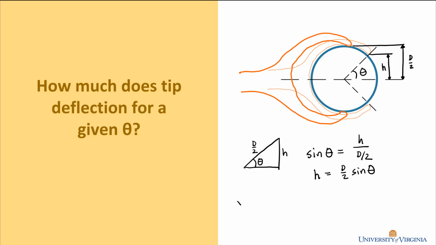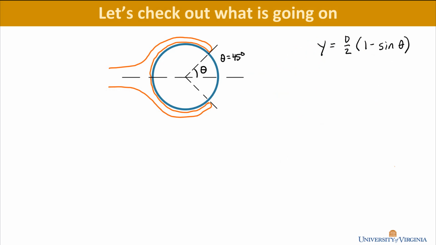Ultimately, we want to know about the deflection. The deflection from earlier, we know, is d over 2 minus h. Now we can just combine these two equations, and we know that the deflection is d over 2 times, in parentheses, 1 minus sine theta. Let's go back and apply that. Let's check out how this actually applies in practice. So for a theta of 45 degrees, we would be able to calculate that the amount of deflection is going to be 0.146 of the diameter of the rod. All right.